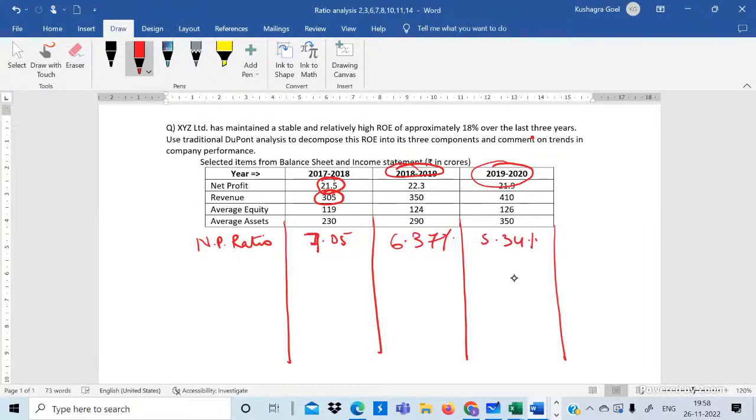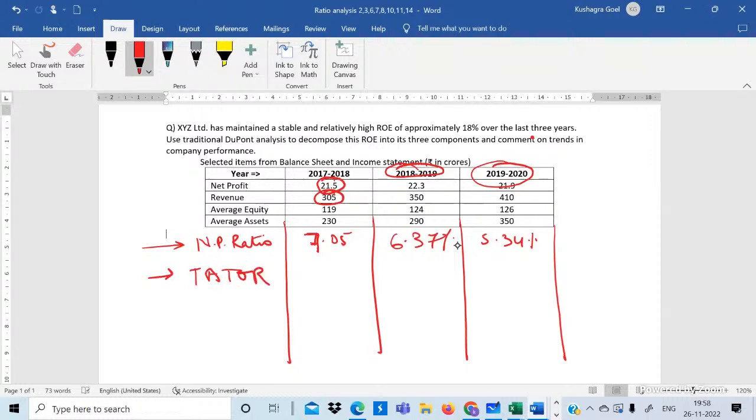Any questions on the net profit ratio, anyone? So net profit ratio is net profit upon sales. In this case, sales is written as revenue. So take those numbers and calculate the net profit ratio. Then the next number that we need is the total asset turnover ratio.